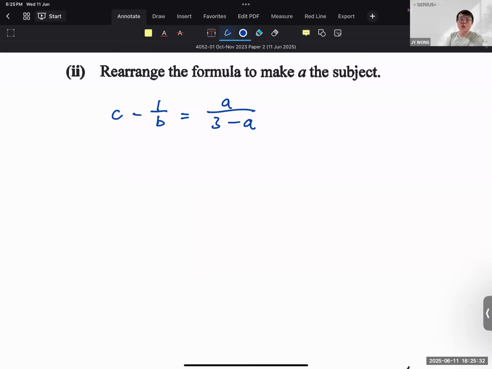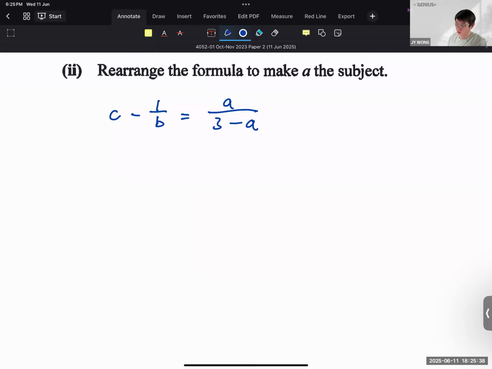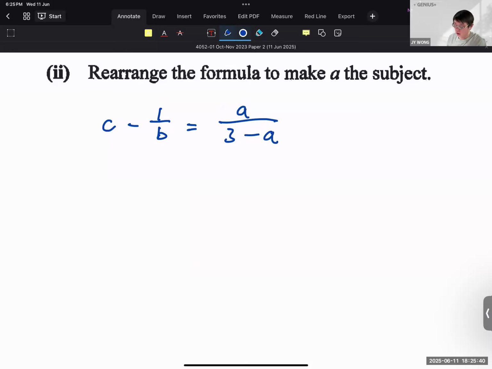The extra step that you needed to do that explains why this is a 3-mark question is that you ought to have made your left-hand side, in this case, into a single fraction. So you will get BC minus 1 over B. I hope you know why you get BC minus 1 over B. C is C out of 1, and then times B. That's why you get BC, and then you combine them, same denominator.